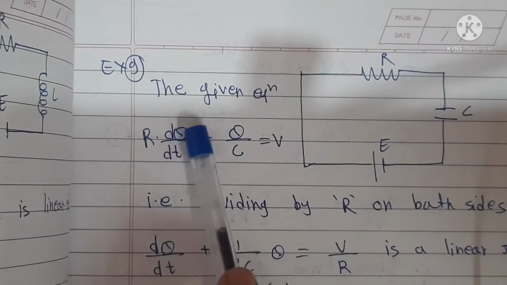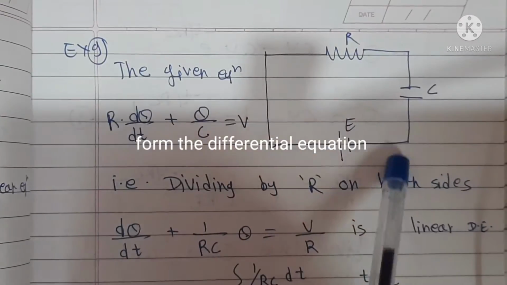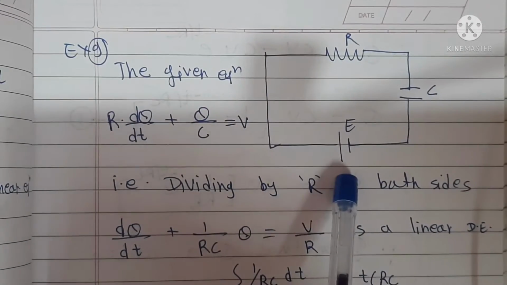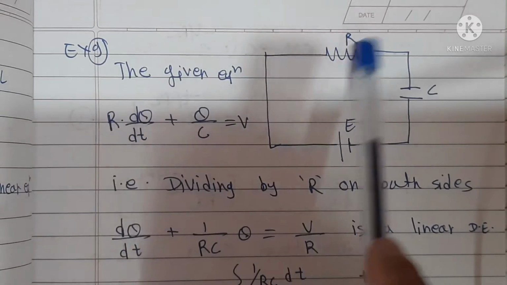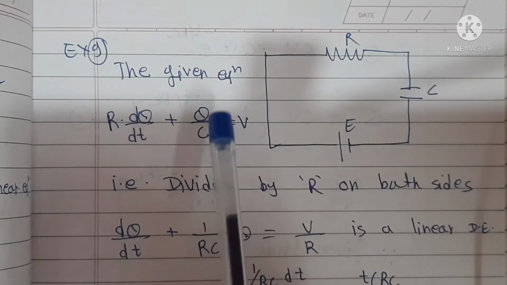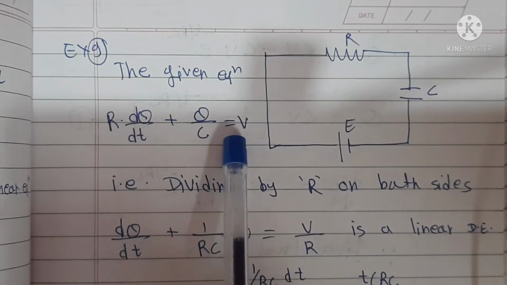Now what is step 1? Step 1 is to write the given differential equation as it is and draw the diagram. Here a resistance is there, a capacitor is there, and a battery is connected with this RC circuit. The voltage drop across the resistance is R dq/dt, the voltage drop across the capacitor is Q/C, and the voltage across the battery E is V.